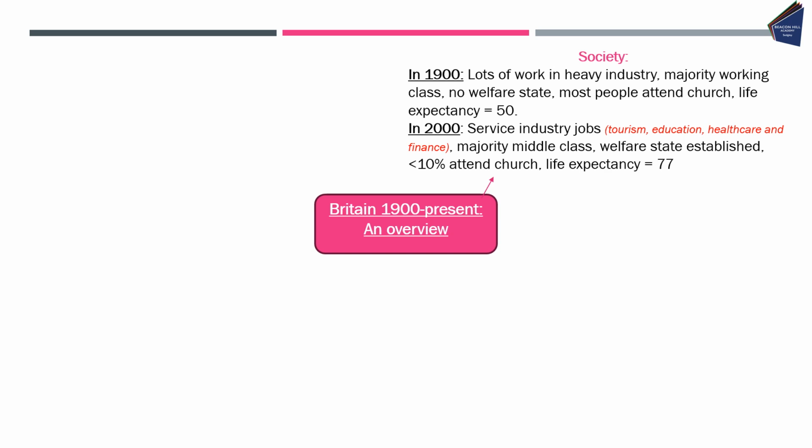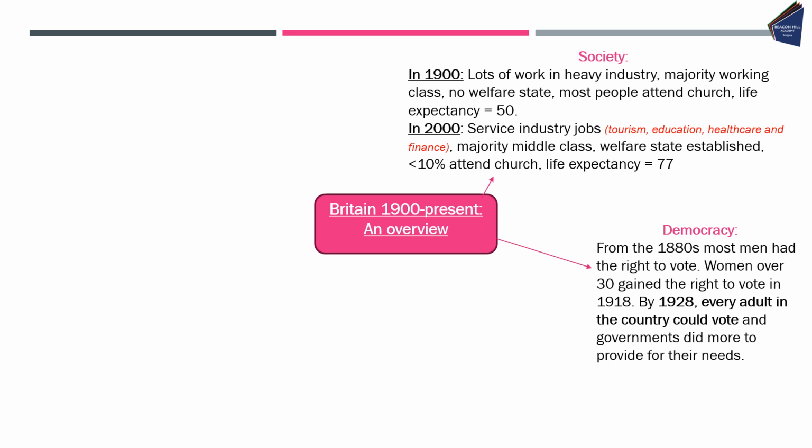The vast majority of people belong to service industry jobs such as tourism, education, healthcare and finance. There's been a huge increase in this, and this has led to the majority of people becoming what is known as middle class. The welfare state is well established, so we have the NHS being established in 1948. We have less than 10% of people attending church, and the life expectancy of people, as a result really of the welfare state increasing, such as changes to the NHS, has led to life expectancy rising to 77.